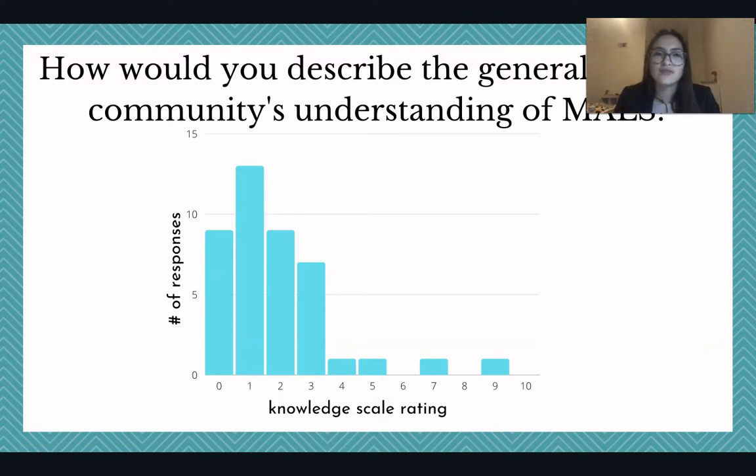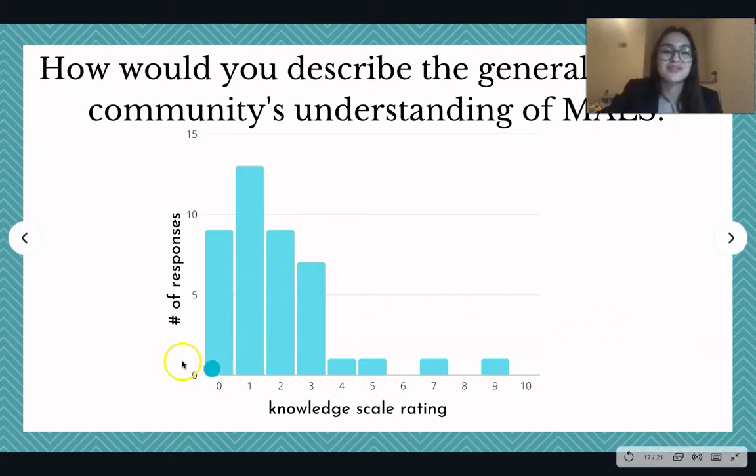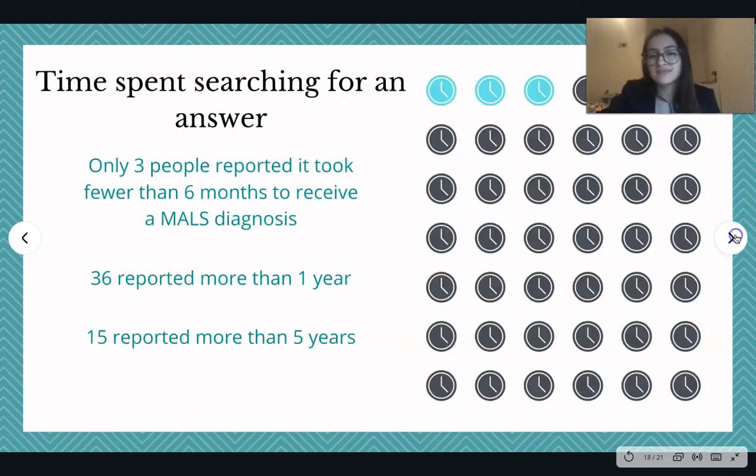Additionally, in the survey, knowing my own experiences and struggles to get a diagnosis, I asked others what they felt the medical community's understanding of MALS was. And as you can see, a majority of people felt as though knowledge was lacking. In fact, when I asked patients the amount of time that it took for them to get a diagnosis for MALS, only 3 people in the entire survey reported fewer than 6 months to get a diagnosis. 36 reported more than a year, and 15 reported more than 5 years.